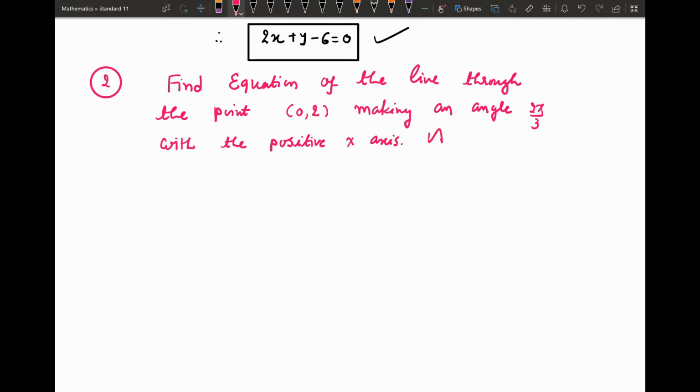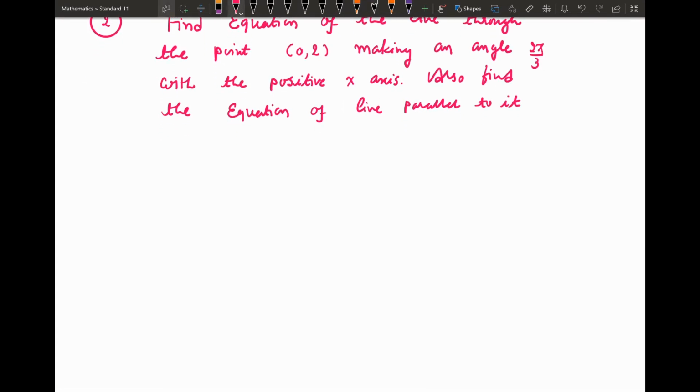Also find the equation of line parallel to it and crossing the y-axis at a distance of 2 units below the origin.